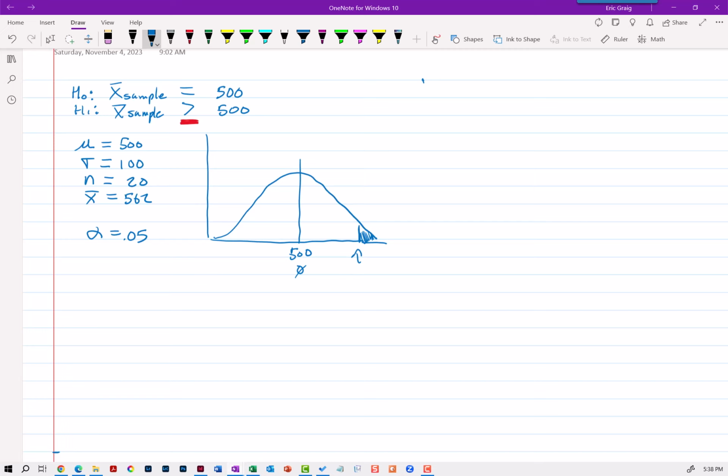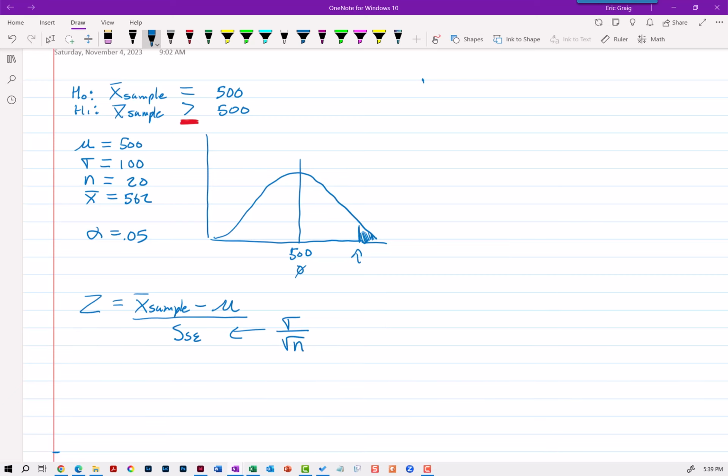All right, so how do we solve a problem like this? Well, we need to convert these scores to z-scores. I'll give you the general formula. Our sample mean minus our population mean divided by our standard error is going to give us the computed z-score. The standard error, of course, is equal to the standard deviation for the population divided by the square root of the sample size.